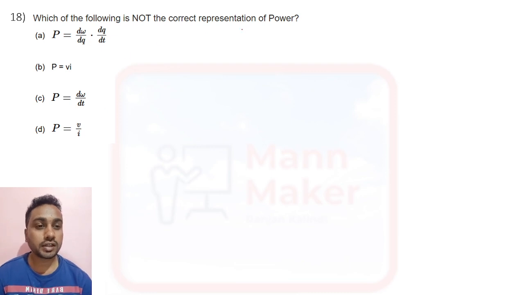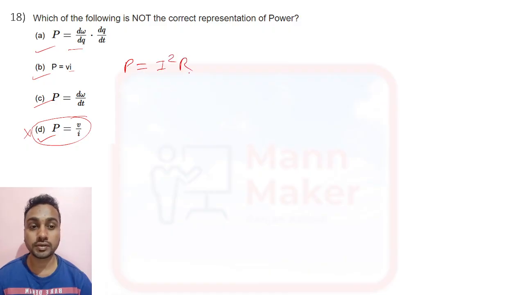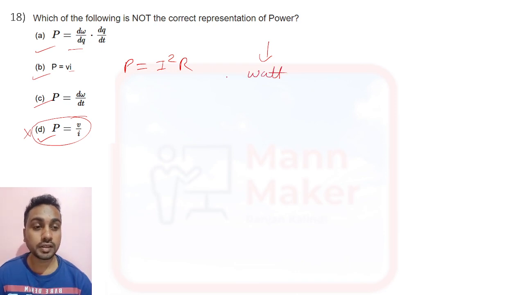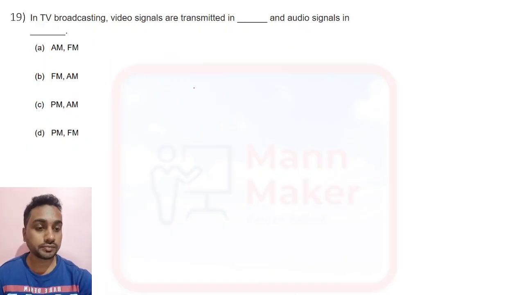Which of the following is not the correct representation of power? Here, this is a power formula, this is also a power formula, this is also a power formula, but this one is not a power formula. So option D is the right answer. You have to remember power formulas like this. One more is P equal to I squared R. The unit of power is watt. The SI unit is watt.